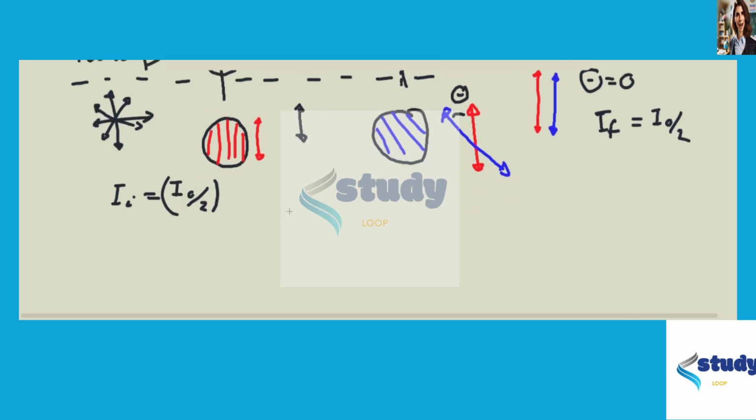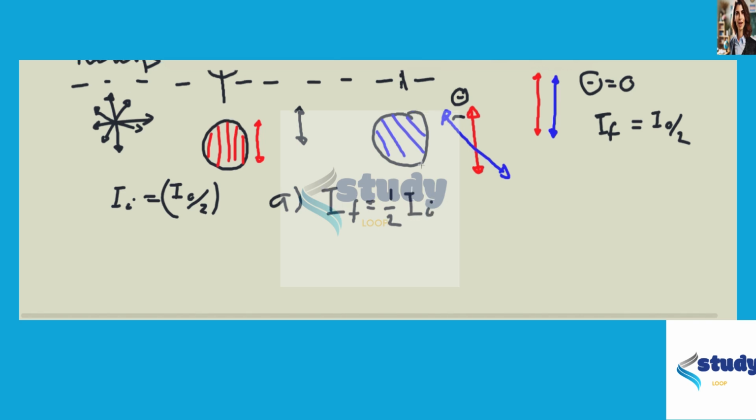All right, and then in part A, what we're asked to find is how can we make the intensity coming out of the second polarizer be 1/2 of the intensity incident on the second polarizer. And now that's I sub I. So this is the incident intensity on the second polarizer.